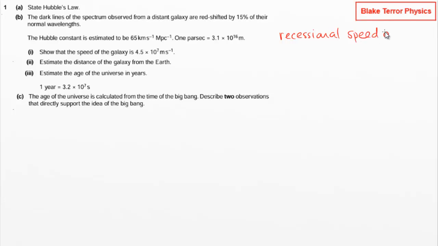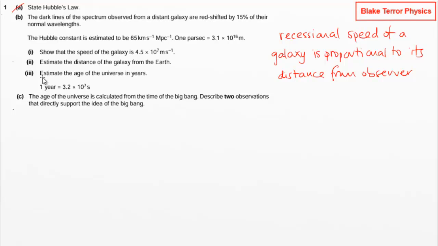galaxy, and it's important to mention galaxy because we need to show that we know that this is not to do with objects within our own galaxy, the Milky Way. It's to do with objects outside of our own galaxy. So recessional speed of a galaxy is proportional to its distance from the observer. So that's a nice way to kick us off on this set.